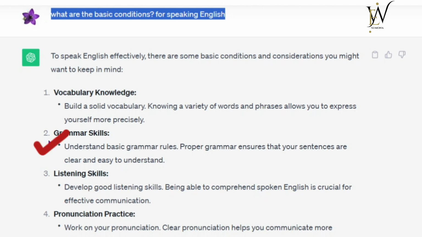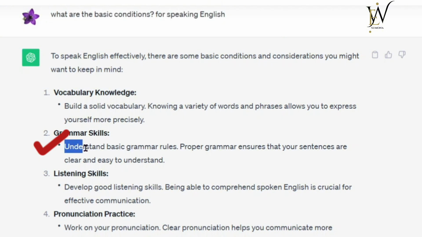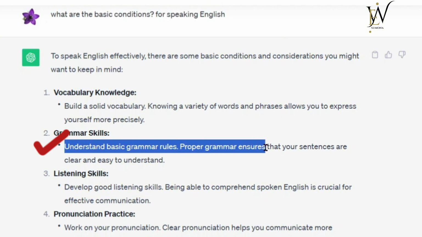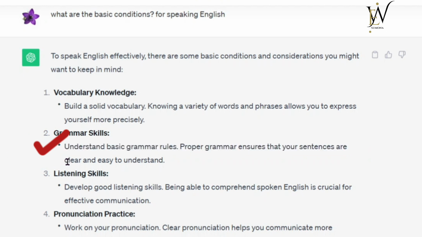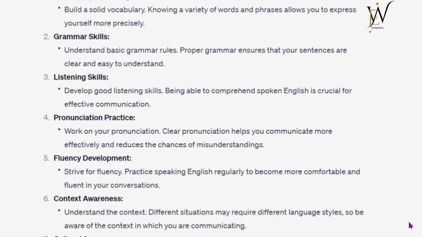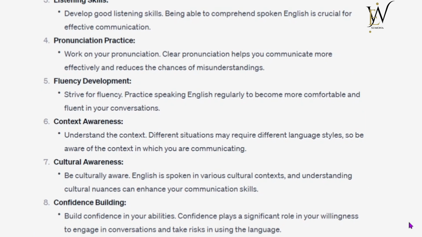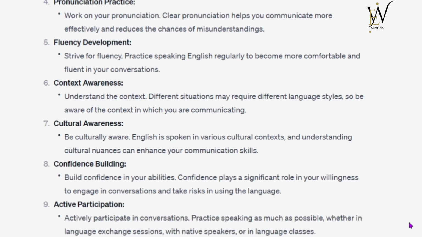Then, grammar skills. Actually, basic grammar is important for any new sentence structure, and they said to understand basic grammar rules. Proper grammar ensures that your sentences are clear and easy to understand. So if we want to understand English conversation, we need to learn basic grammar. Then listening skills, which is also important. Then pronunciation practice. Actually, we should focus on pronunciation practice after building our fluency level.